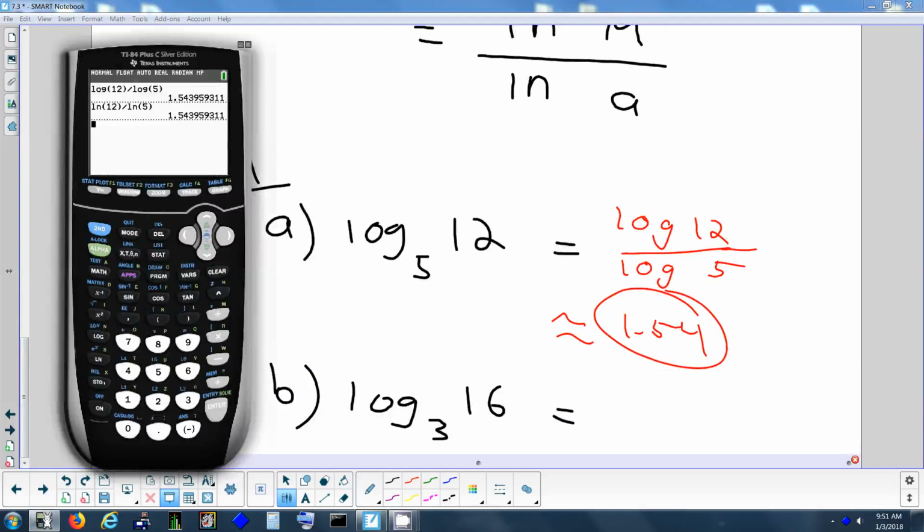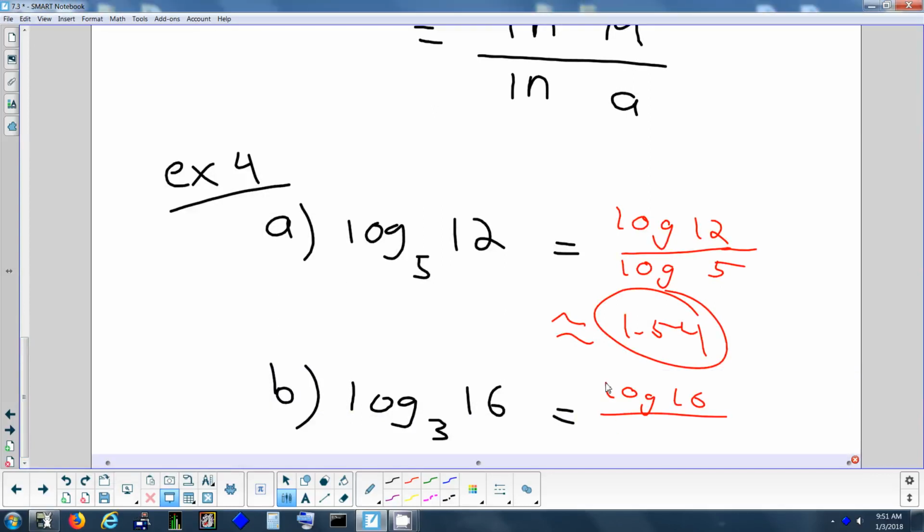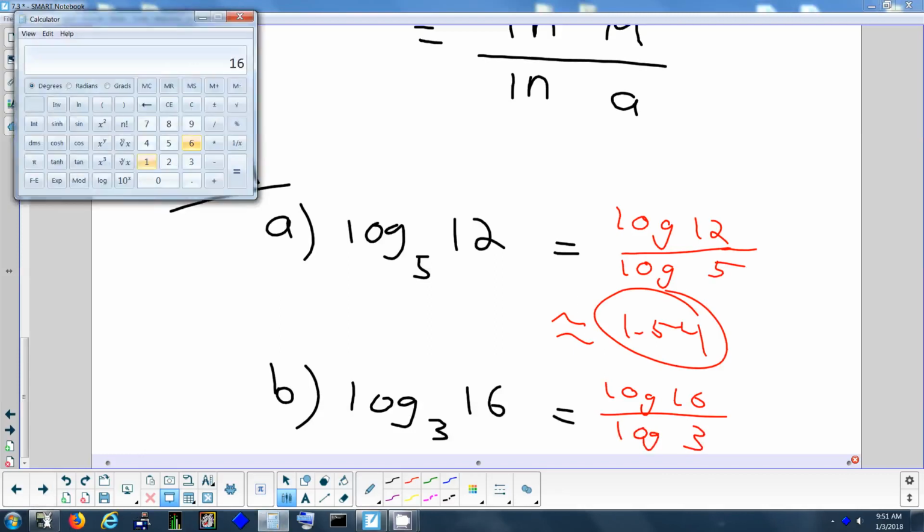Connor, can you tell me how I could rewrite that? Because I can't do base 3, but if I rewrite it, then I can type it in. Log 16. Yep, over log 3. That's it. Type in log 16 over log 3. And we'll see what you get. So log 16 divided by log 3. And you should get 2.52.